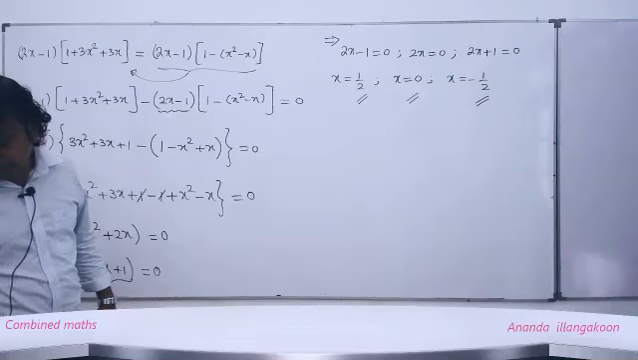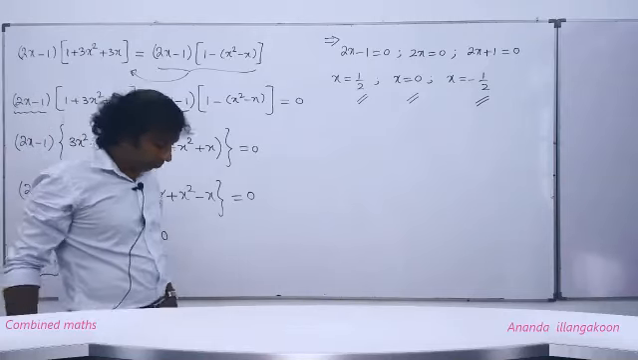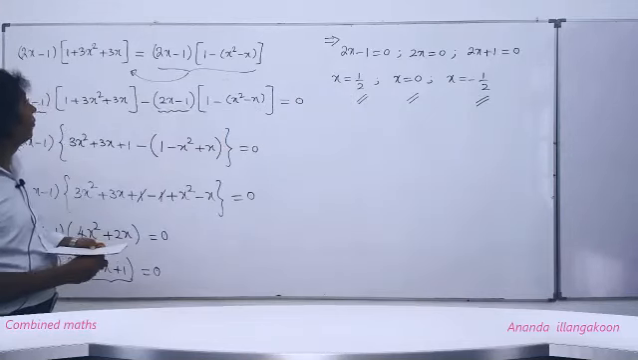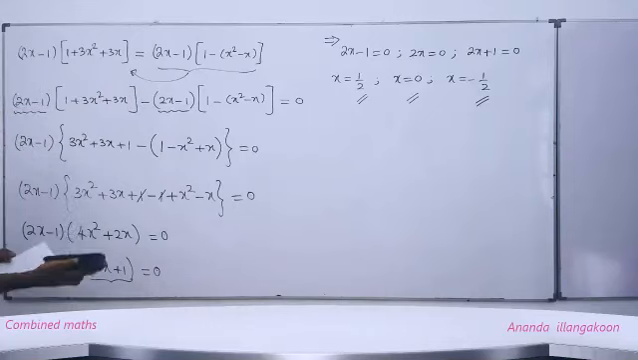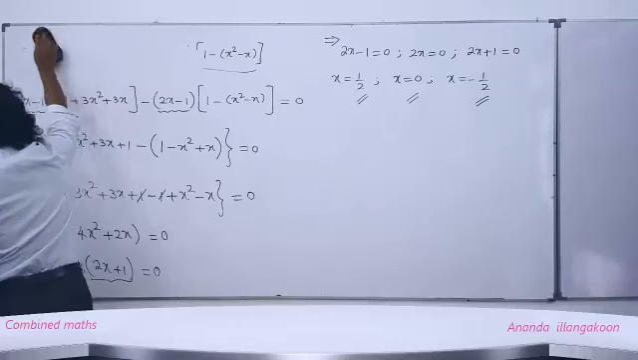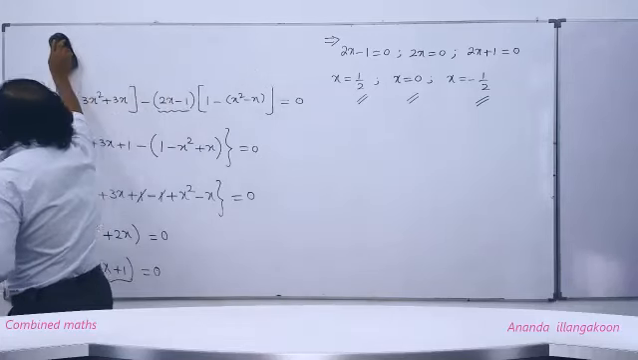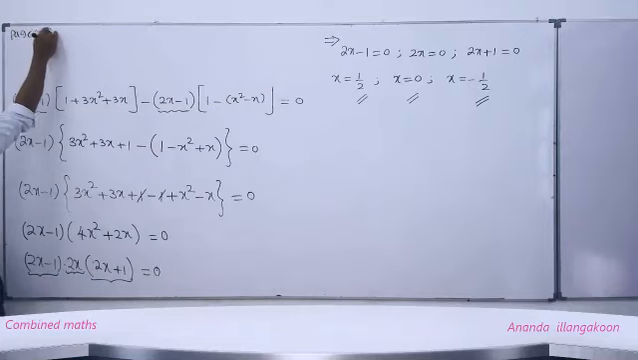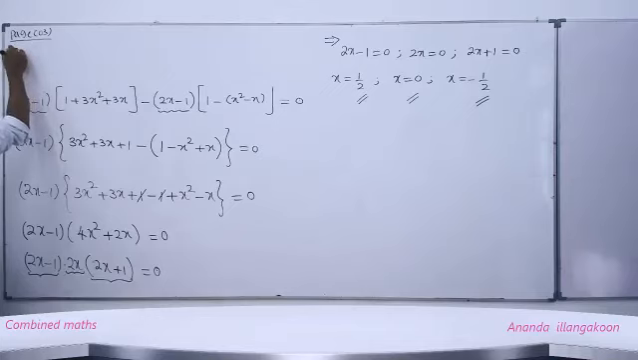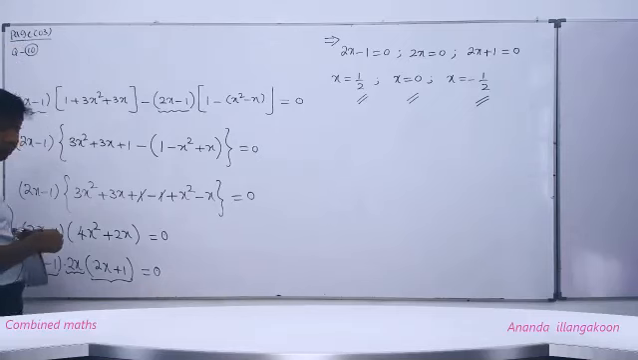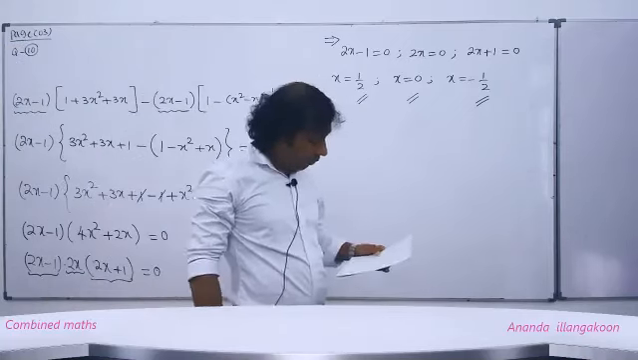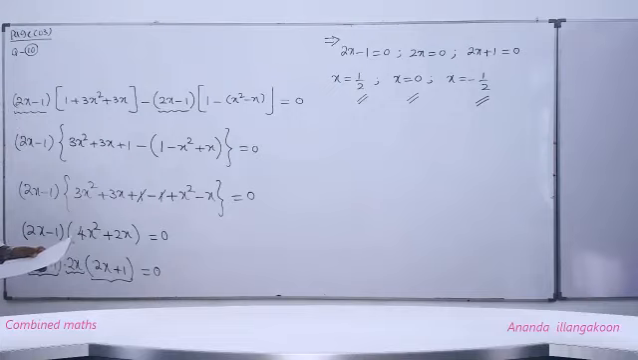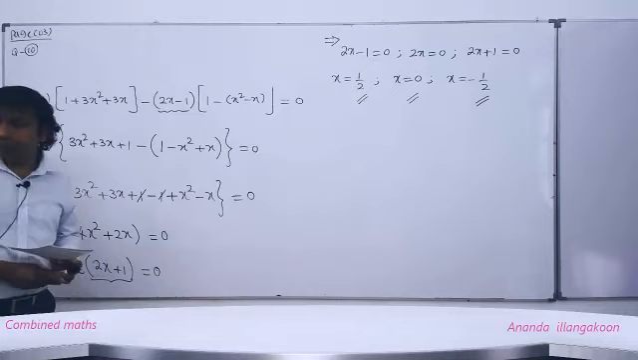Okay, take your tutorial, page number 3, question number 10. So you are given this: show that sine inverse of 2x upon 1 plus x squared equals 2 tan inverse x.